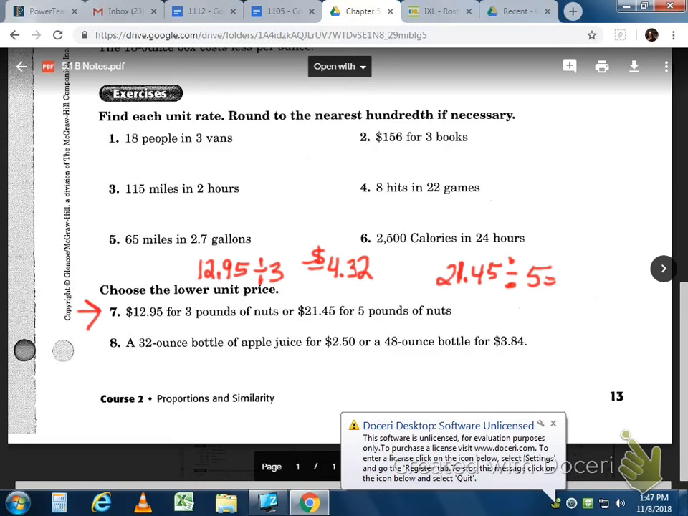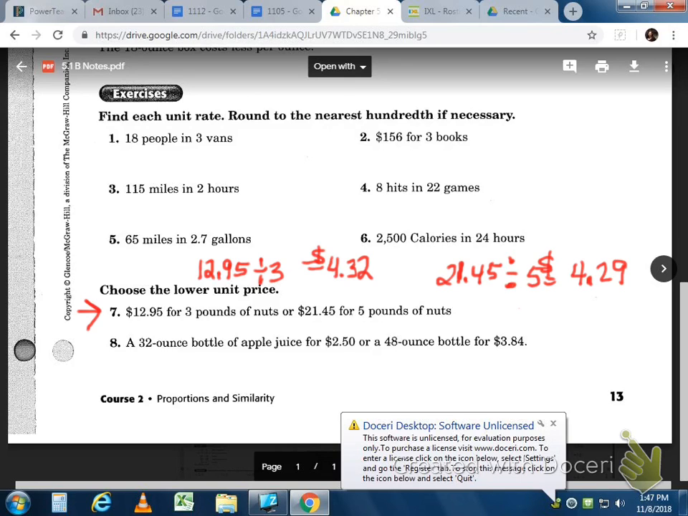Okay, the 21.45. So the right side of the room, how much did you guys get? $4.29. $4.29? Yes. Everybody? Yep. I heard a 4.30. That was me. Did you divide 21.45 divided by 5? Yeah. And it came out to 4.30? We're not rounding? Well, what does it say on your screen when you divide that? 4.9. Yeah, it came out exactly to 4.29. The nearest hundredth is 2 decimal places, so it's 4.29.